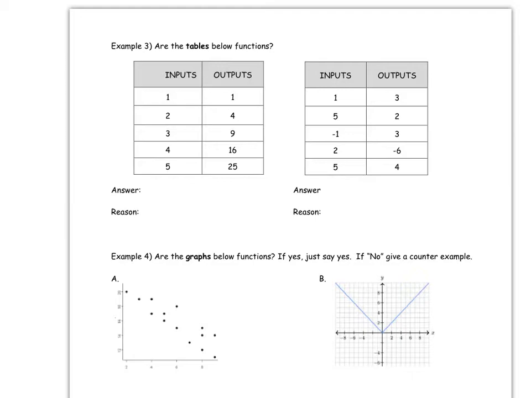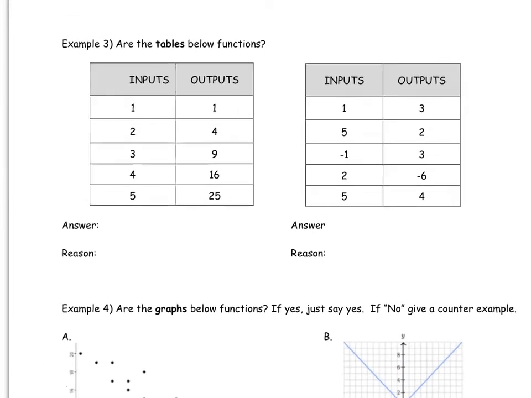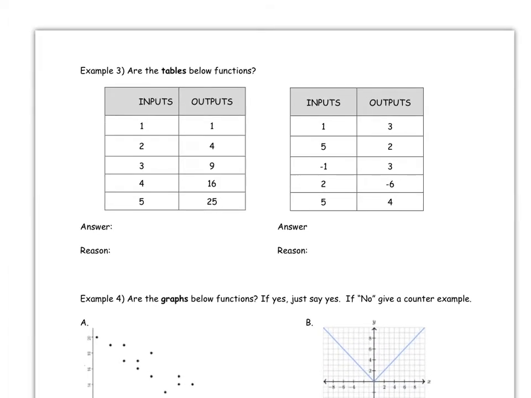All right, so now we're going to try another example. It just says, are the tables below functions? So now we're just looking at tables. These tables already have inputs and outputs. So we already are provided inputs and outputs. And all that I'm looking for is I'm going to check each row. I'm going to check that the inputs have their own output.